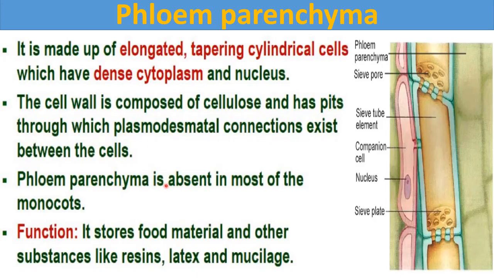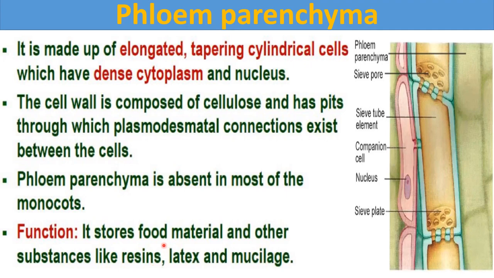Phloem parenchyma is absent in most of the monocots, not all the monocots. So in most of the monocots, phloem parenchyma is absent. What is the function of phloem parenchyma? It stores food material and other substances like resin, latex and mucilage.